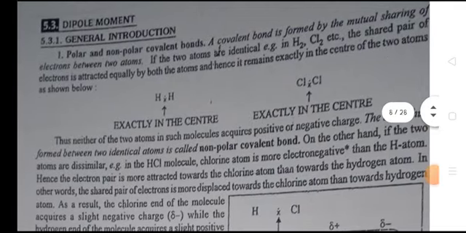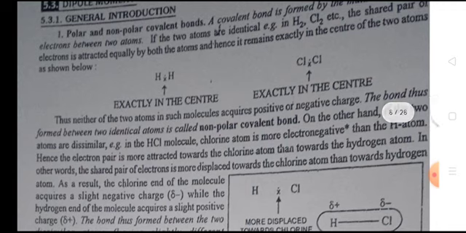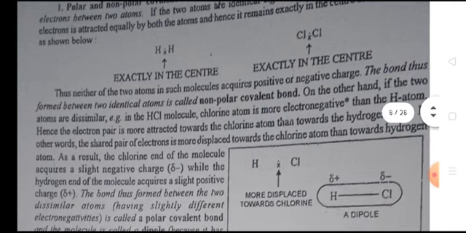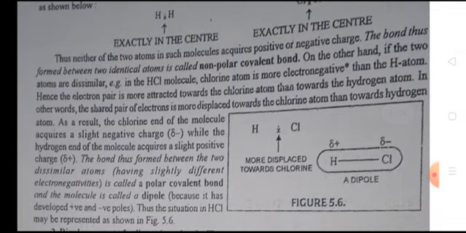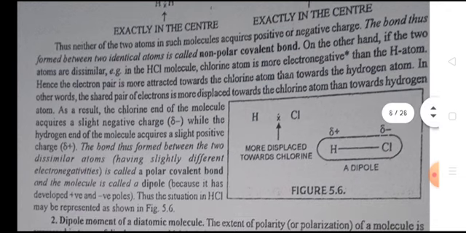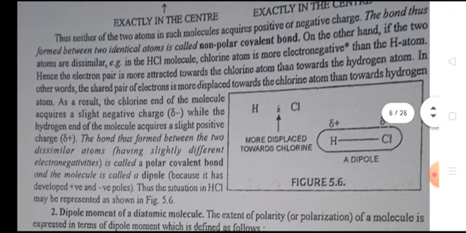Dipole moment. General introduction. Polar and non-polar covalent bond. A covalent bond is formed by the mutual sharing of electrons between two atoms. If the two atoms are identical, for example in H2, Cl2, etc., the shared pair of electrons is attracted equally by both of the atoms and hence it remains exactly in the center of the two atoms. Thus, neither of the two atoms in such molecules acquires a positive or negative charge. The bond thus formed between two identical atoms is called a non-polar covalent bond.